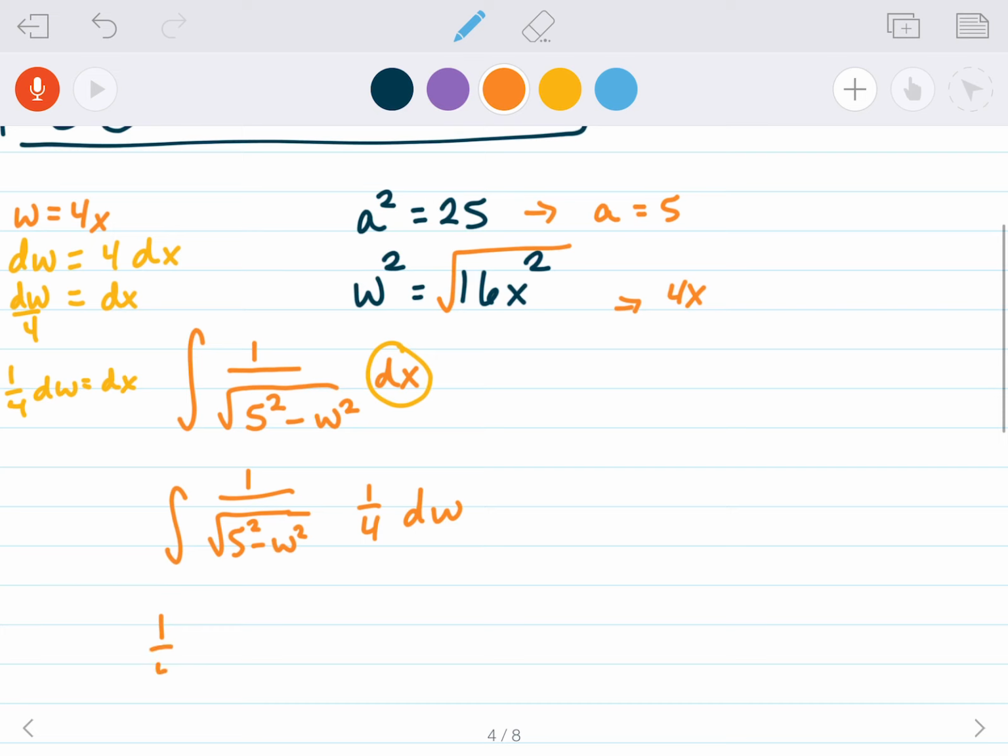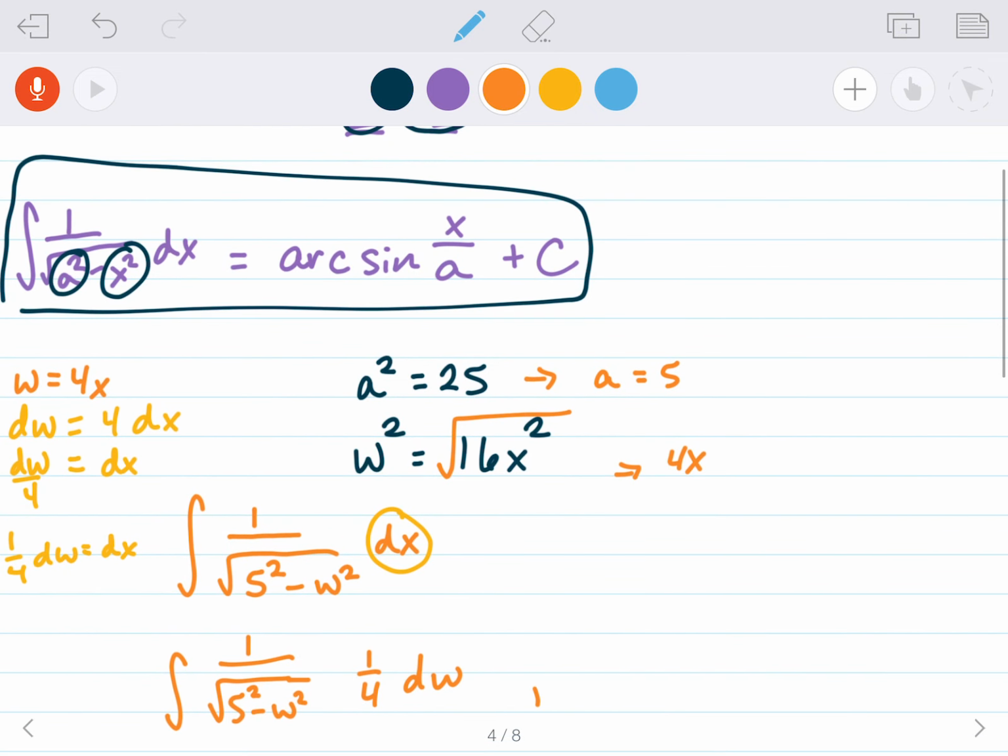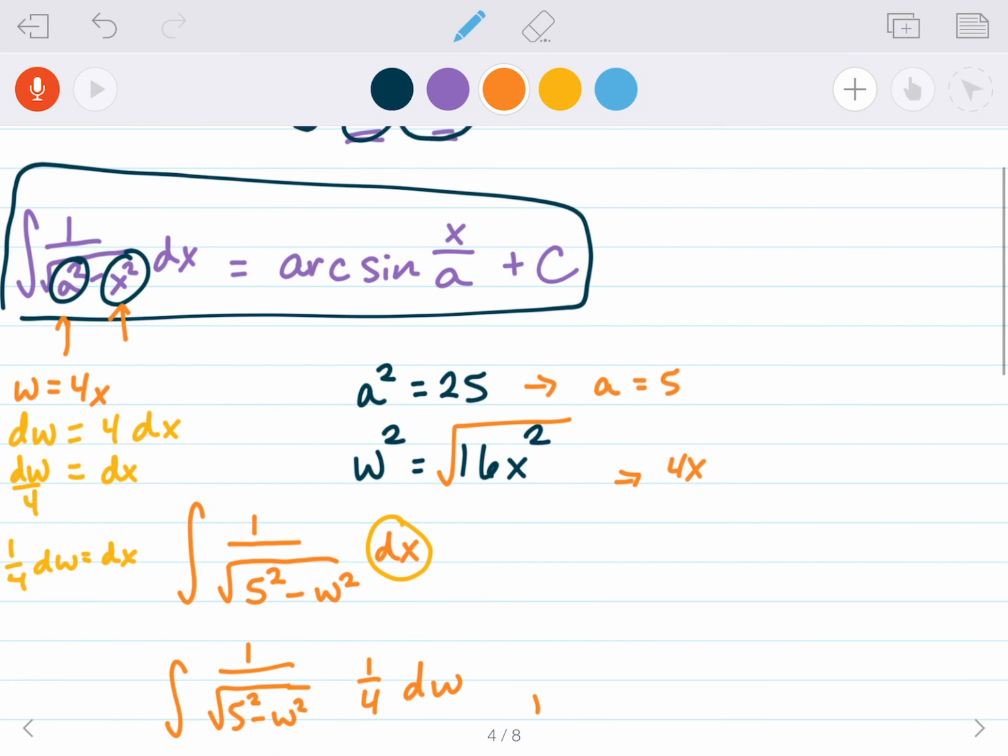It's a constant. And now I'm in the correct form, right? I have my a squared on the bottom, just like in the formula here. I have 5 squared on the bottom. Then I have x squared on the bottom, which our variable is not x in this case, but it's w. So now I can just use the right side of the formula. It equals arc sine of w over 5 plus c.